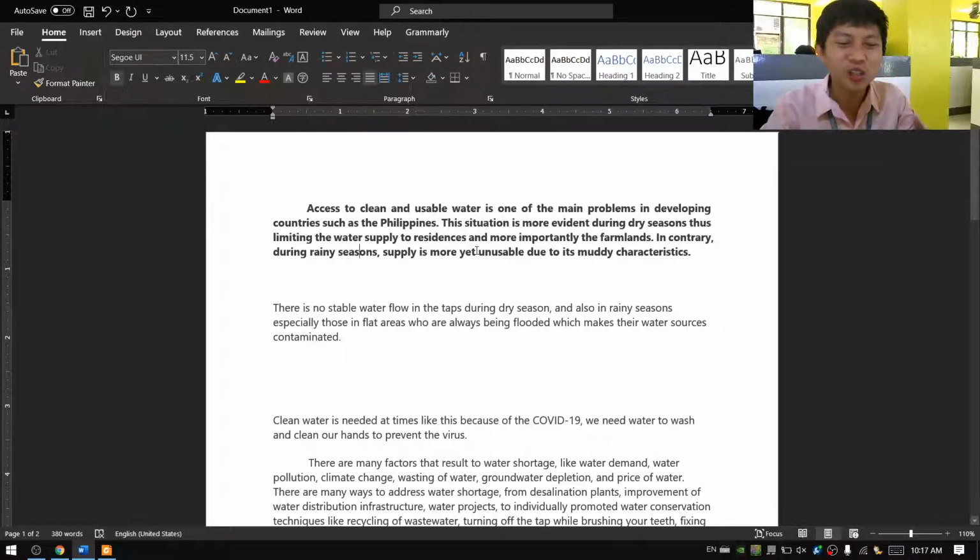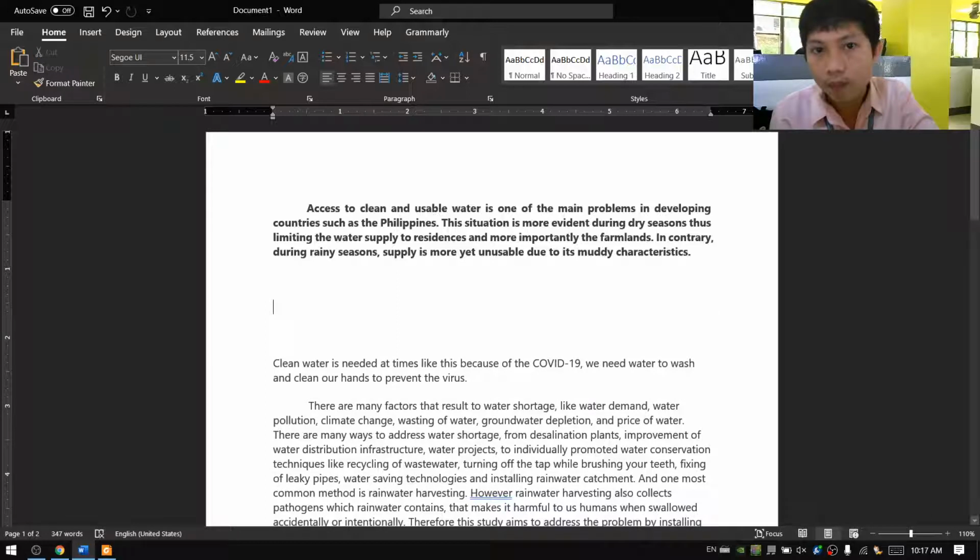So what you're trying to say here is clean water and access to usable water is one of the problems in the Philippines. And malinaw ito kapag dry season kasi walang tubig or not walang-wala. Limitado ang tubig na supply tuwing mainit. Pero kapag maulan naman, hindi mo rin magamit kasi madumi, maputik. Okay? So, you establish there that there is a problem.